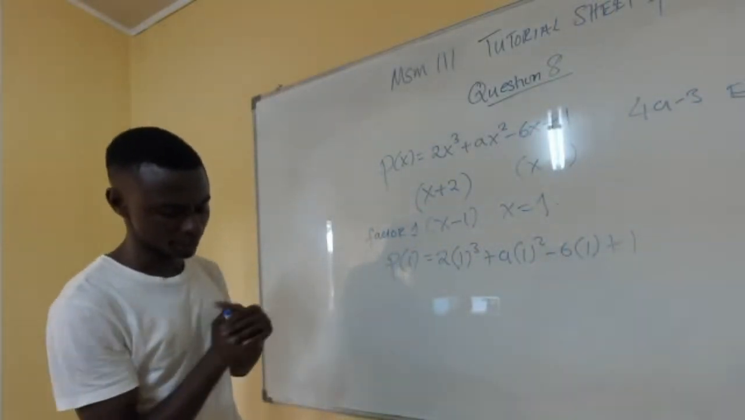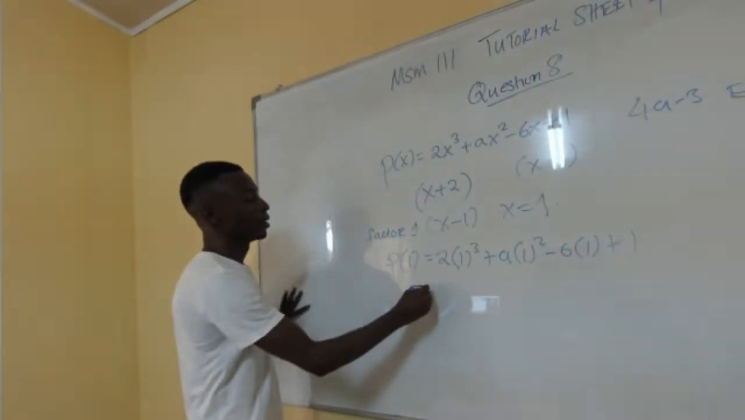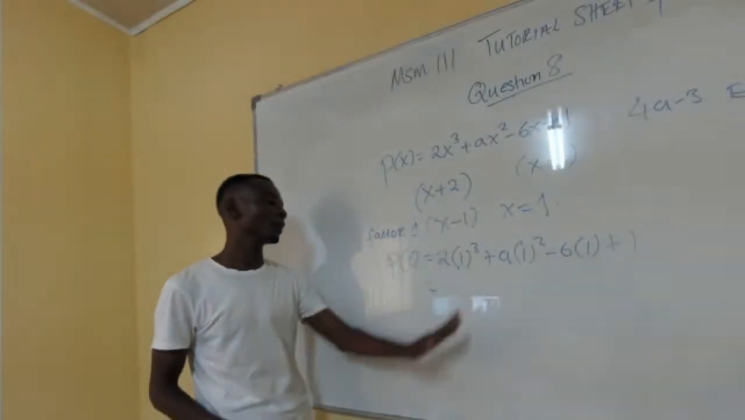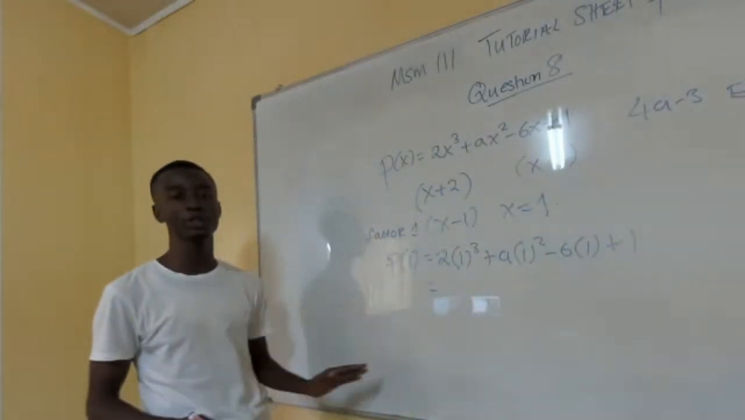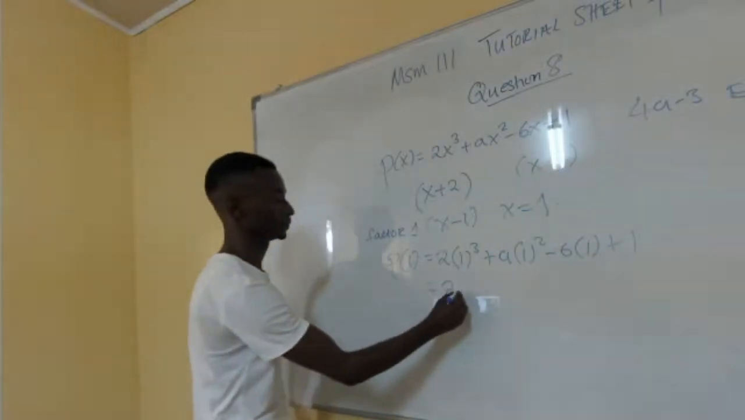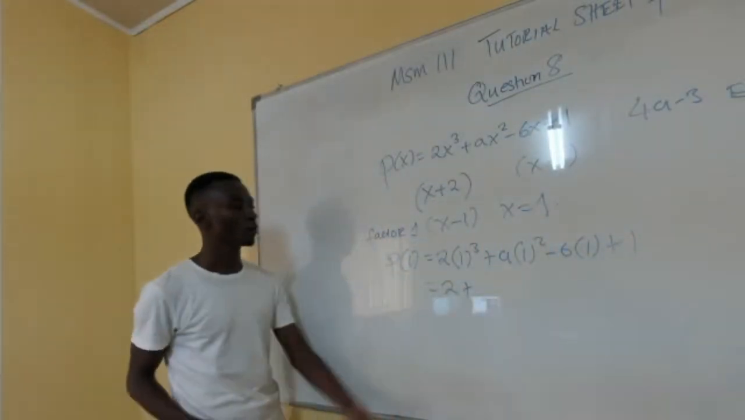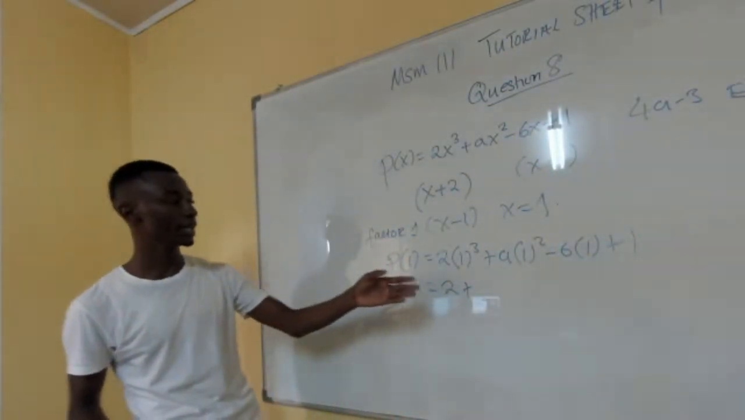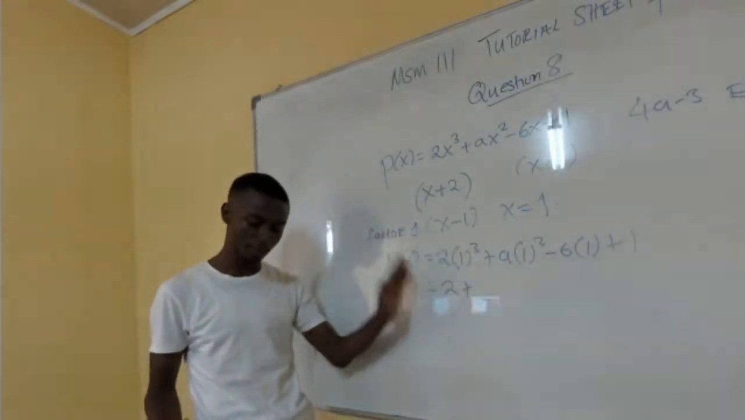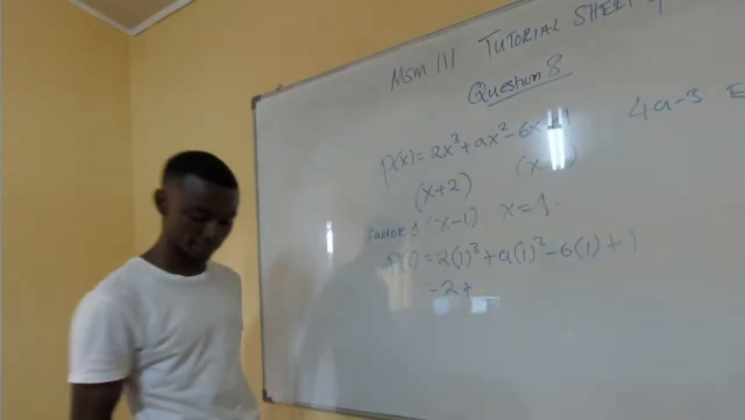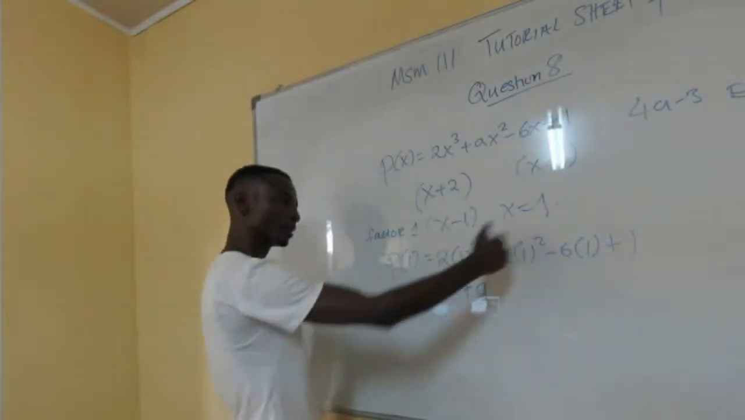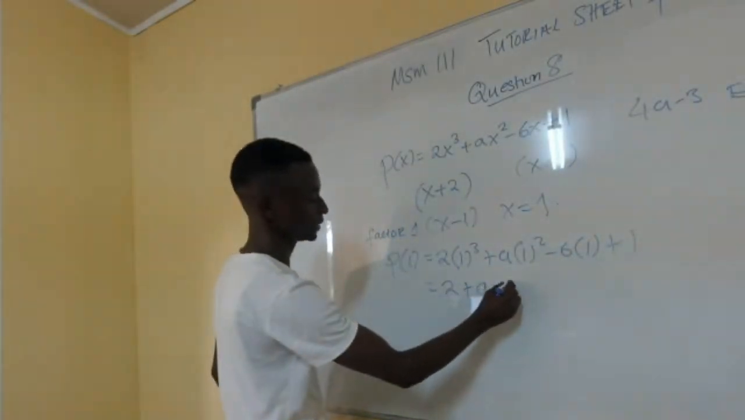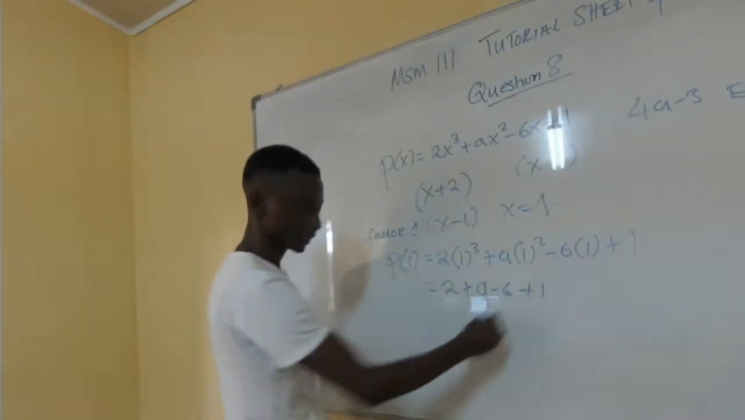So now let's proceed. What is 1 to the power 3? We know it's 1. So the same 1 multiplied by 2, we're getting 2. Plus, what is 1 to the power 2? It's 1 still. The same 1 multiplied by a, we're getting a. So now you say plus a. What is 1 times negative 6? It's negative 6. Plus 1.